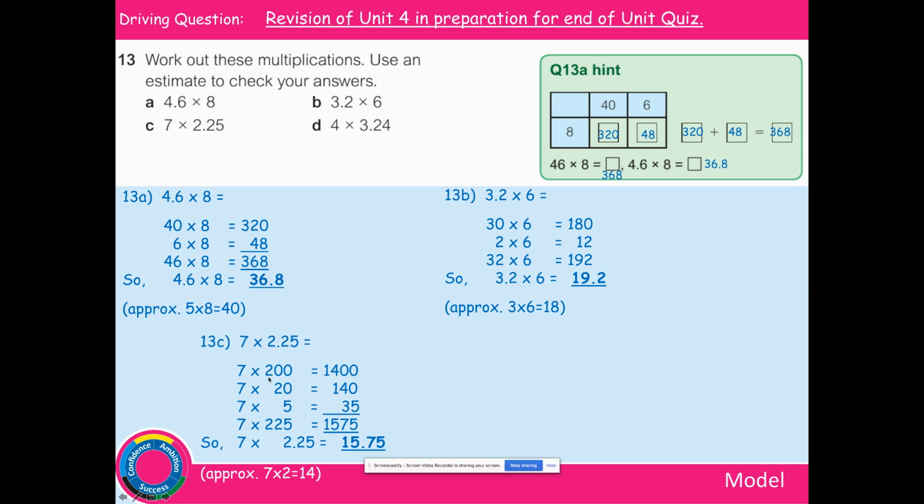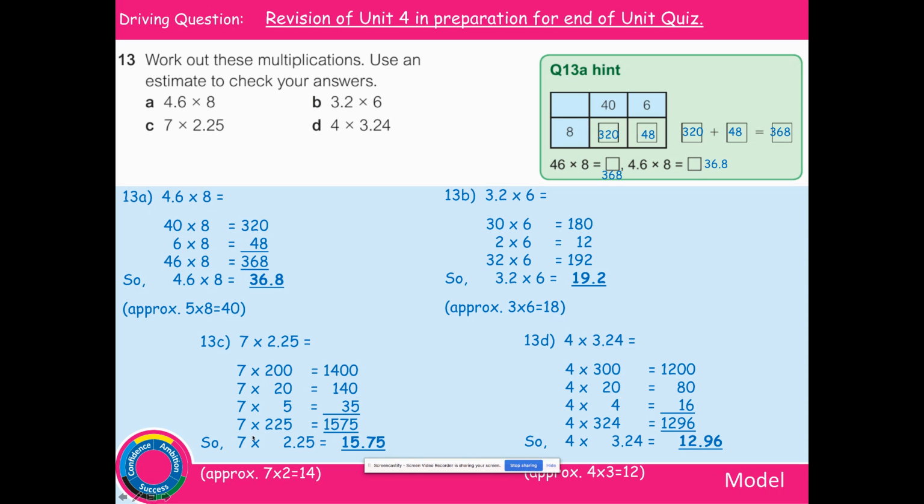So 2 times 7 is 14, but I've got 2 zeros here to make it 100 times bigger, so I need that in my answer. 2 times 7 again is 14, but 10 times bigger. 7 times 5 is 35. So to get 7 times 225, I need to add them up. 5, 0, 0, then 4 and 3 is 7, then 5 and 1. Now, 2.25 has been divided by 100.